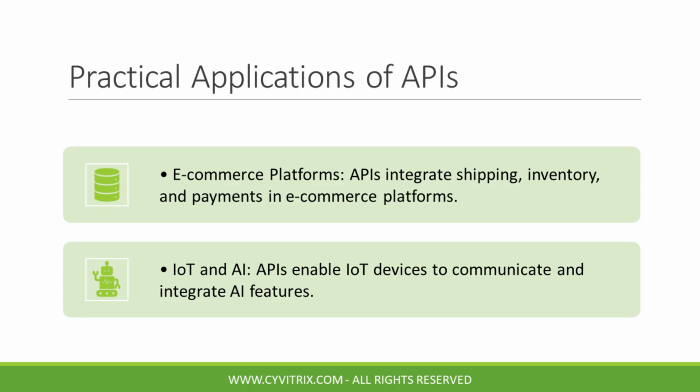E-commerce platforms like Shopify and Magento use APIs to integrate external services for shipping, inventory management, and order processing. In healthcare, APIs enable the secure exchange of patient data between systems, such as the FHIR, Fast Healthcare Interoperability Resources, APIs used to transfer medical records. IoT devices use APIs to communicate with cloud services and other devices, enabling automation and data exchange. Additionally, APIs from AI and machine learning providers, such as Google AI or IBM Watson, allow developers to integrate intelligent features like natural language processing and image recognition into their applications.